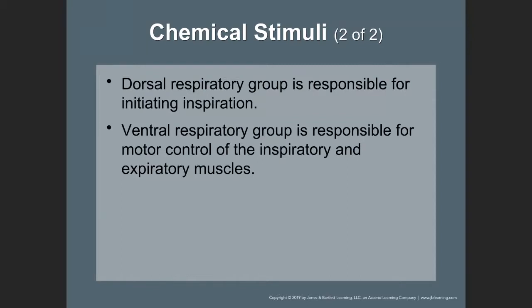The dorsal respiratory group in the medulla is responsible for initiating inspiration. The ventral respiratory group will control the force of breathing. So ventral respiratory group is responsible for motor control of inspiratory and expiratory muscle. So one area initiates, the other controls the force of inhalation and exhalation. So how much muscle is used is the ventral respiratory group. The initiation is the dorsal respiratory group.